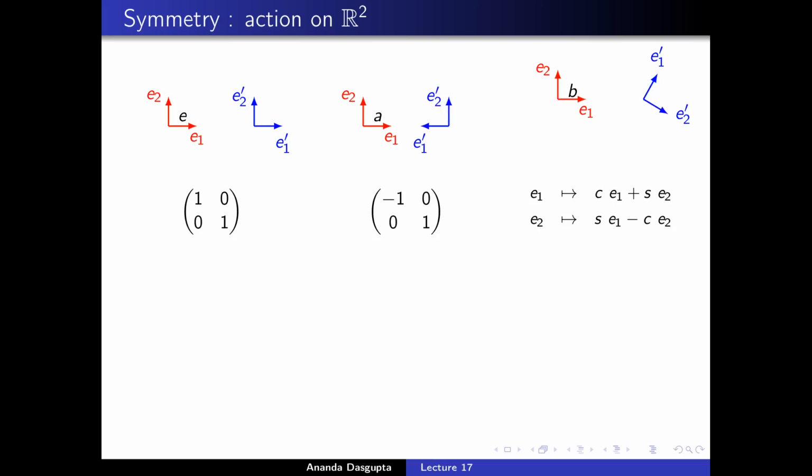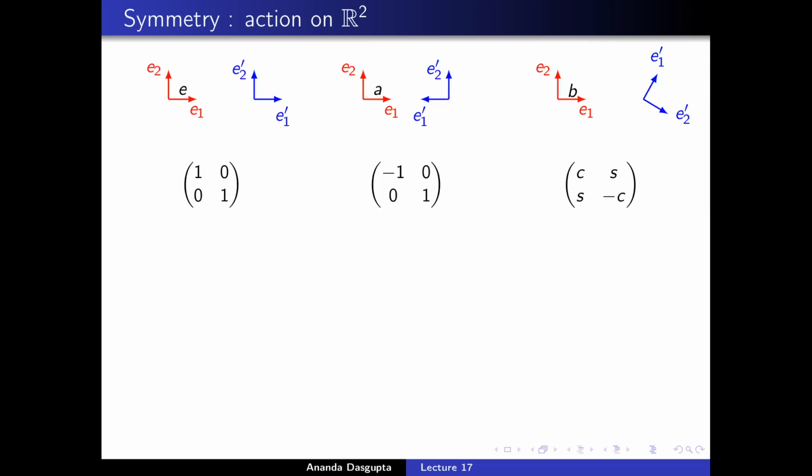The corresponding matrix is straightforward. You take the coefficients C and S of E1 prime in terms of E1 and E2, write them down as the first column of your matrix. S and minus C form the second column. Of course, in this case, since the matrix happens to be symmetric for this particular group element, it doesn't really matter whether you went column by column or row by row. But the rule is, of course, the first basis vector gives you the first column, the second basis vector gives you the second column, and not the row.